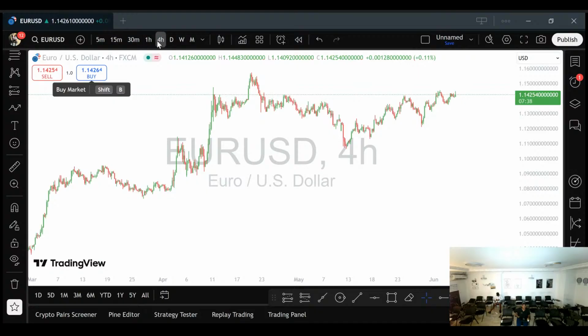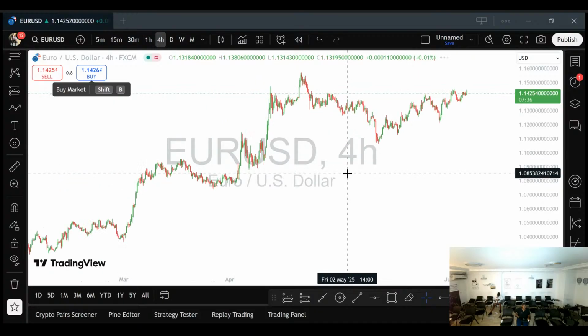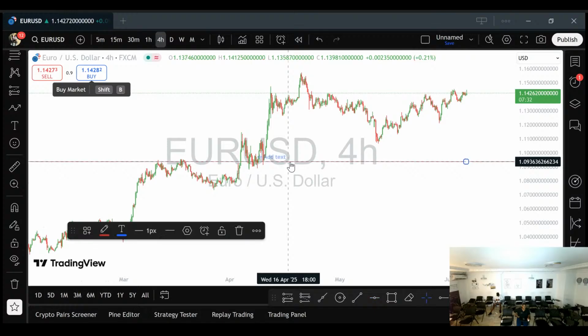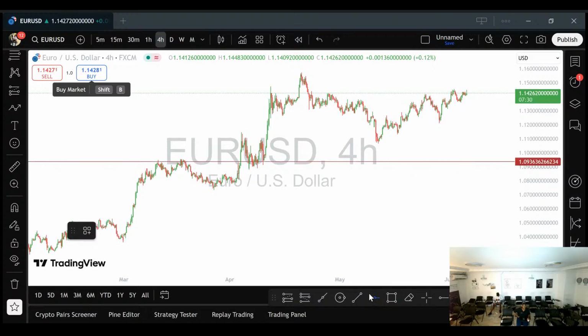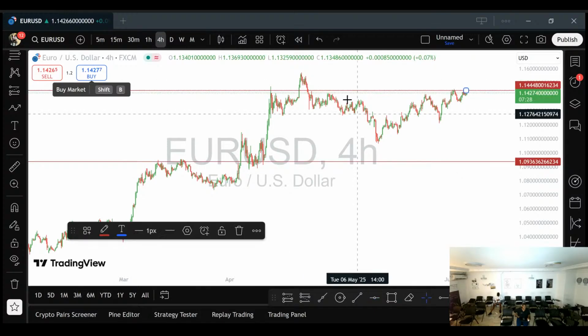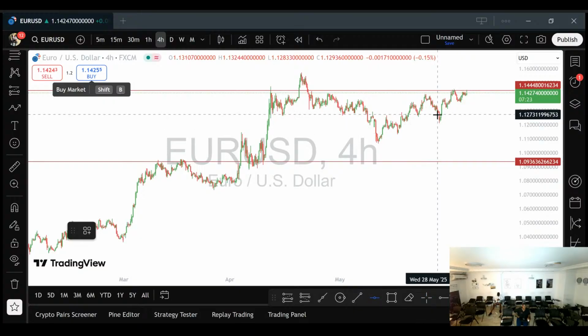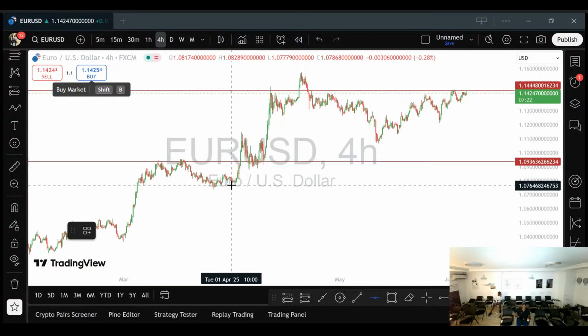So we are going to run the 4 hours to mark our key levels. We have a key level here. We have another one here where the market is at now. I think we should go down. There's another one here.